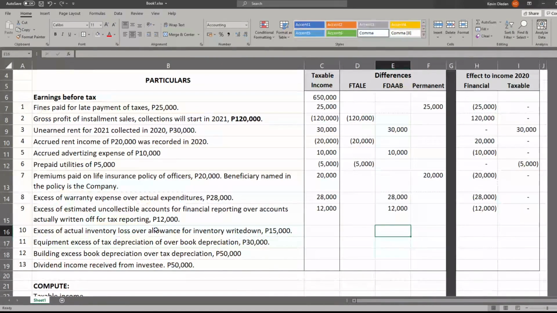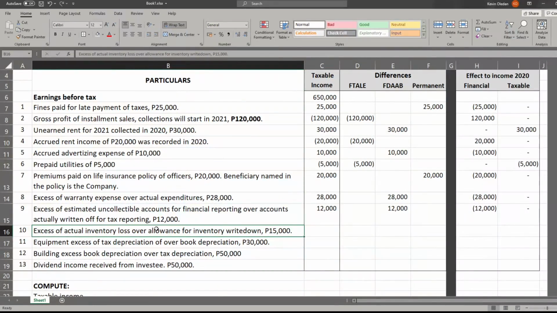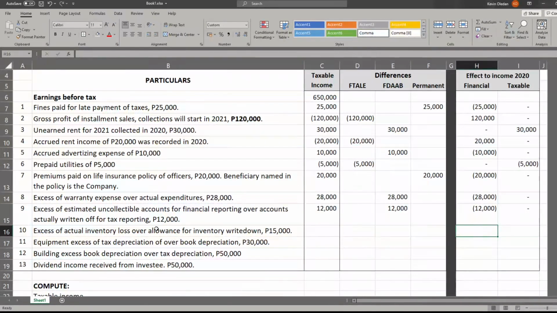Next, excess of actual inventory loss over allowance. Ito kabaliktaran. Mas mataas daw ang write-off mo sa inventory kesa sa actual allowance for inventory write-down. So what you will do here is baliktad lang. Ang na-recognize mo na expense is lower by 15,000 over tax. So ang nasama mo na deduction dito, kulang pa ang na-deduct mo. Okay? Kulang pa ang na-deduct mo. Magkano ang kulang? 15,000. Kasi sa taxation, dapat magbawas ka pa daw ng additional na 15,000.